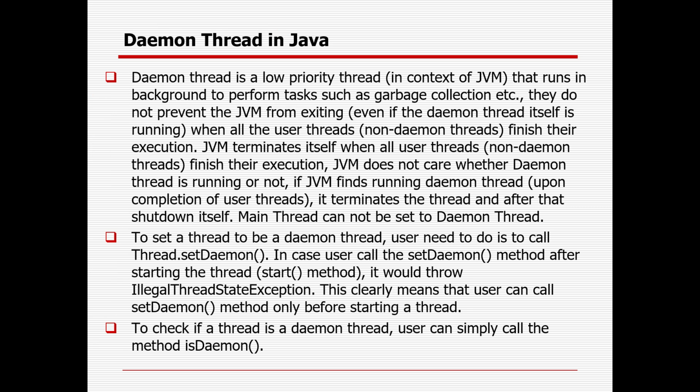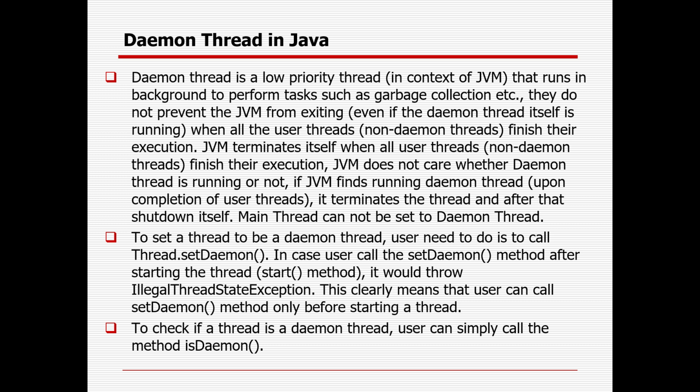The last is the daemon thread. So how do you want to kill it? You already mentioned that I want to clean the image, and only one thread should be there; the remaining ones I want to kill. So a daemon thread is a low priority thread that runs in the background to perform tasks such as garbage collection.